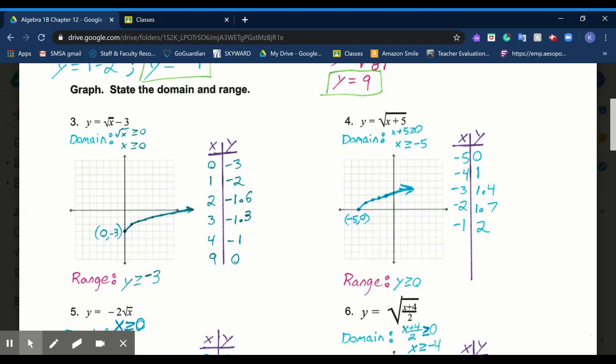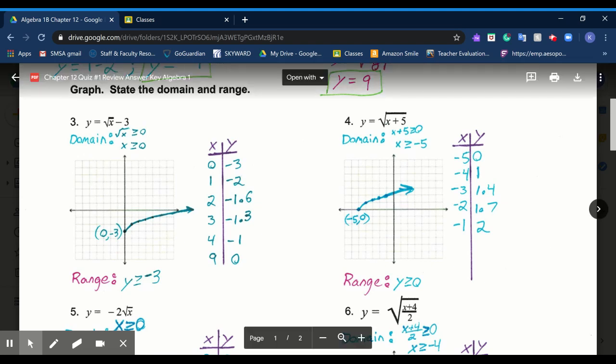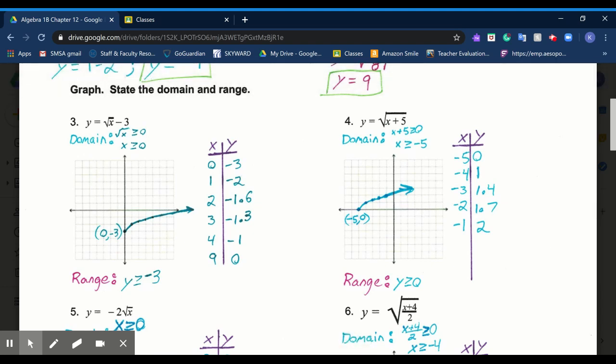Then to figure out the range, we're going to take that value for the domain, plug it back into the original, and whatever that value is would be our range. So in this case, putting a 0 back in, we would get a -3 for y. So our range is y is greater than or equal to a -3.